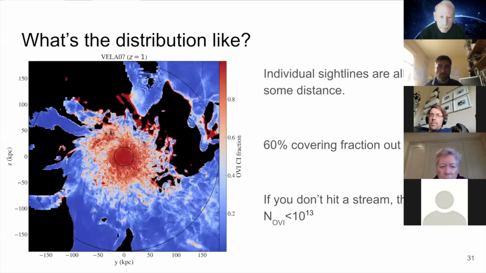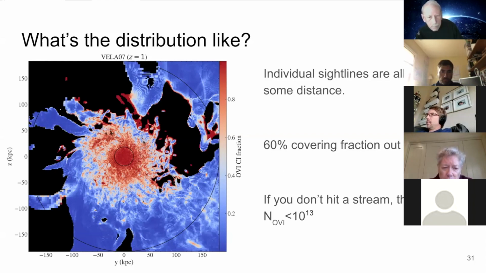So here's what that looks like. Each of these pixels is a sightline. This is just a projection plot, of course, but we should think of it as different sightlines at these impact parameters, where the color of the pixel is blue if you are mostly photoionized, red if you are mostly collisionally ionized, and white if you are equally both. We went in and made black the places where you would get a non-detection, basically where you would get less than 10 to the 13. That's where you don't hit any of these streams.